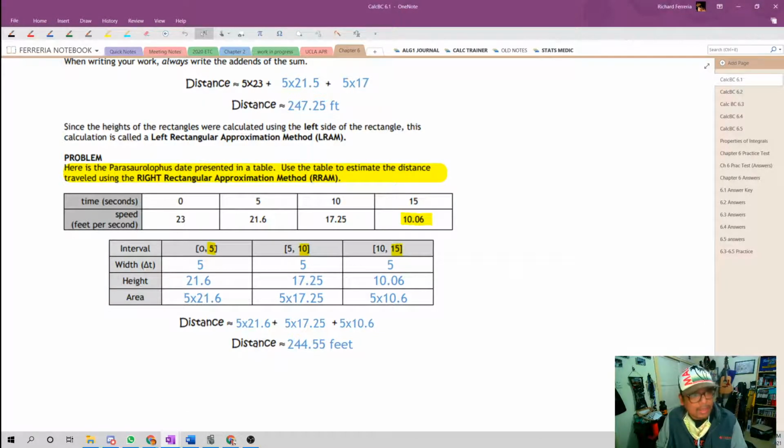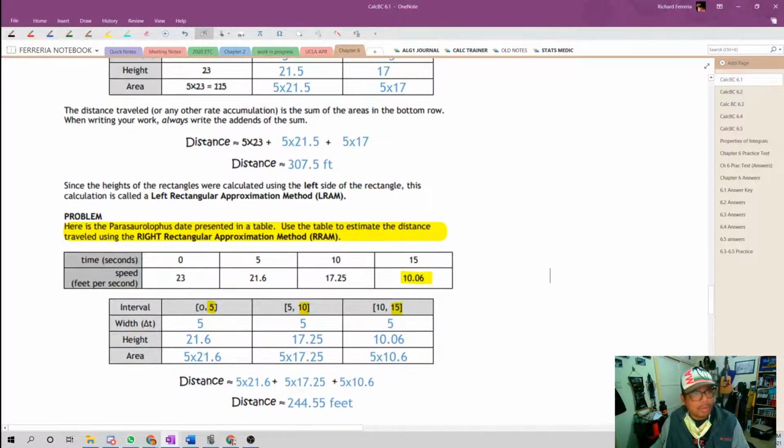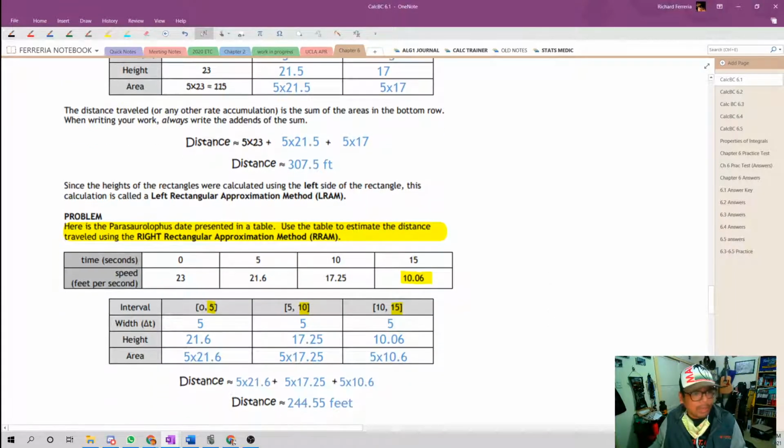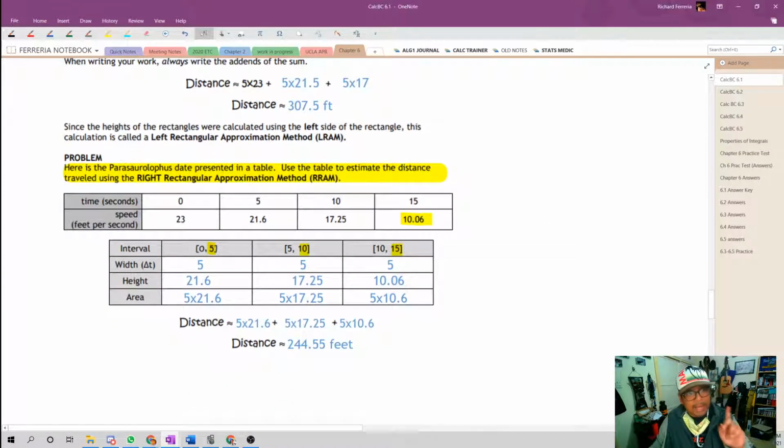Actually, I just looked this up, and my first number was wrong. It should be 307.5. So if you were pulling your hair out previously because I was giving you a weird number, I humbly apologize. I did get that one wrong. So here we go. We do know that the actual distance that Parasaurolophus ran is somewhere between 244 and 307 feet.